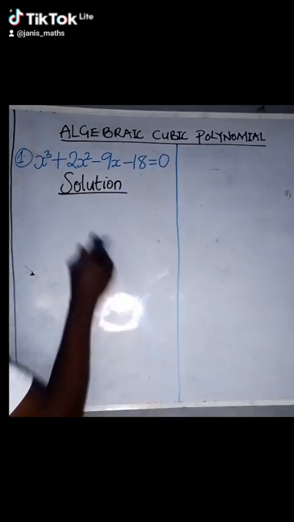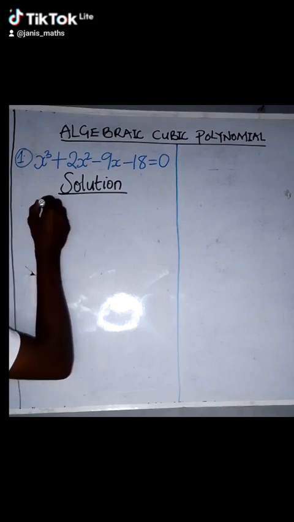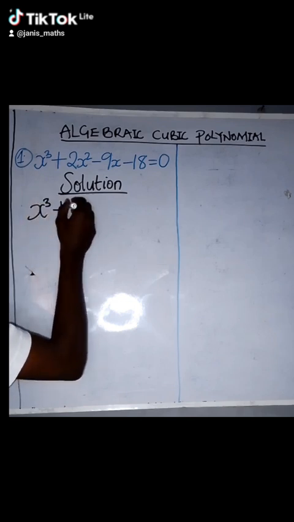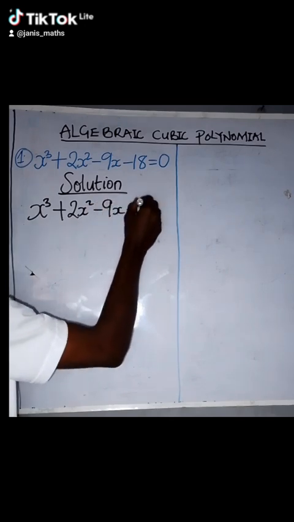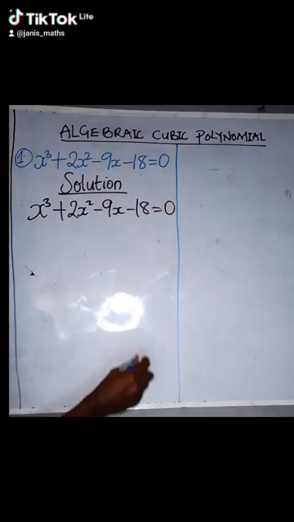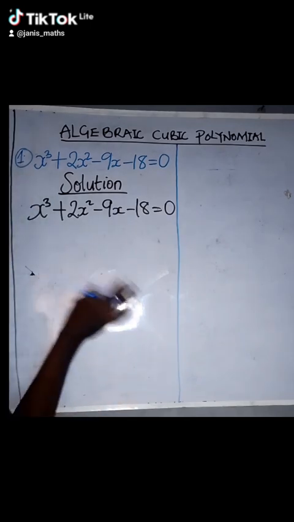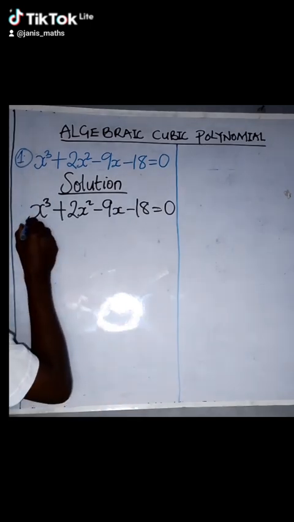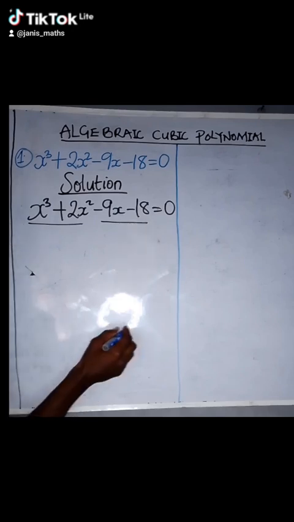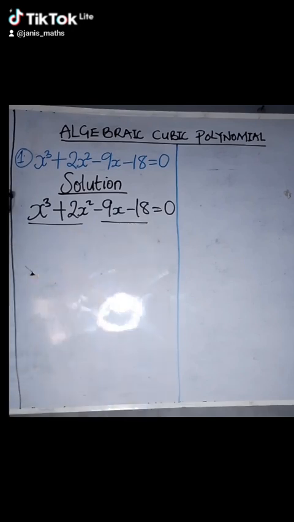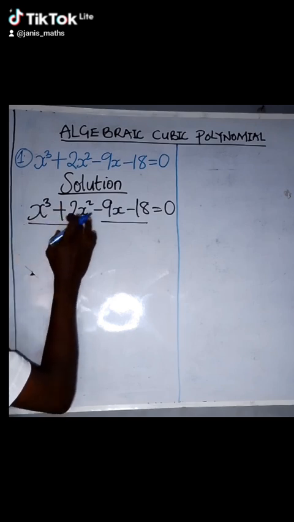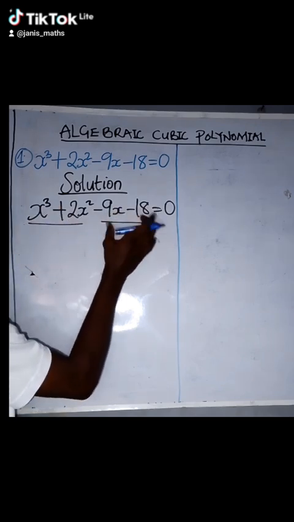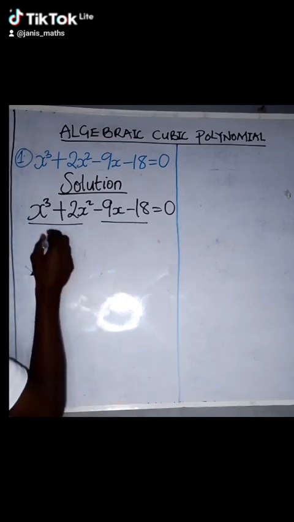So now, how do I solve this? I write my question: x cubed plus 2x squared minus 9x minus 18 equal to 0. The first thing I have to do is group this particular question into two different places. I have this group and this group. To group this, I have to factorize x raised to power 3 plus 2x squared, and minus 9x minus 18. I have to factorize them separately while solving an algebra.